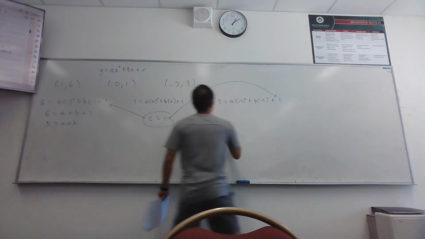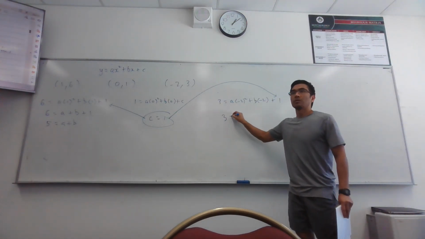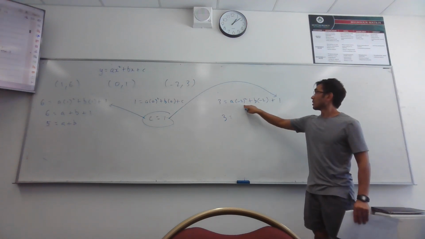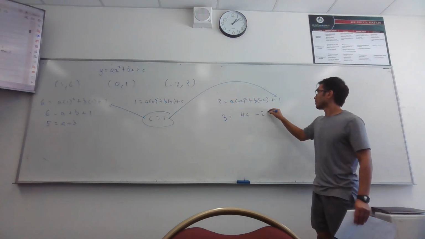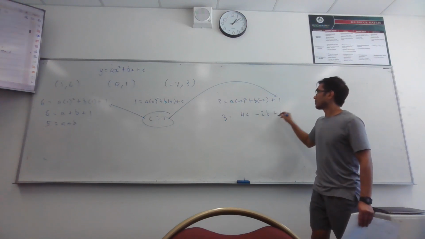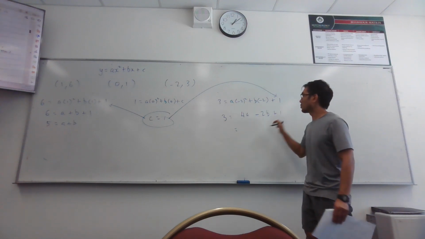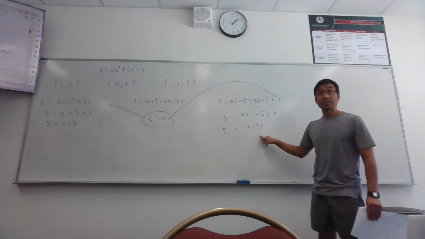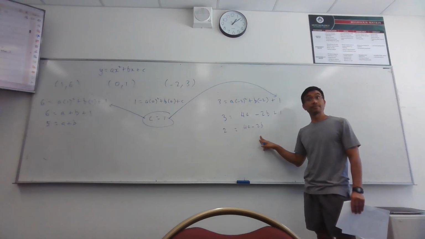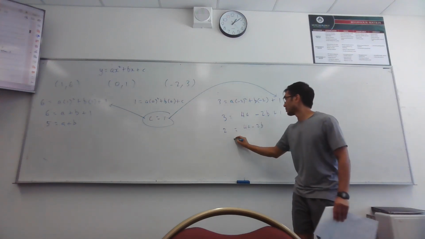And then on this side over here, 3 equals A plus negative 2B plus 1. Negative 3 take away 1. 2. Oh, no, sorry. Can you see what we're getting at here? Take the 2 out. Okay.